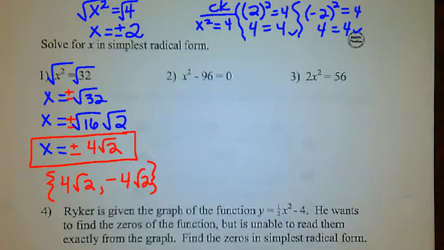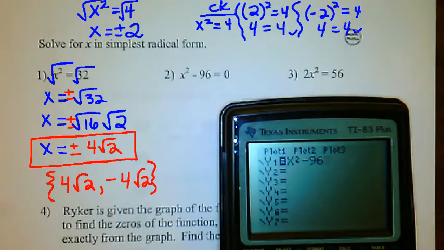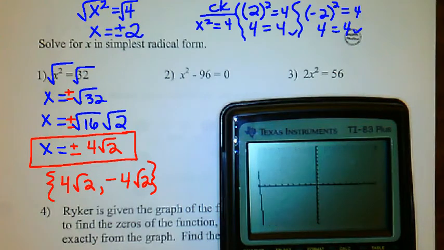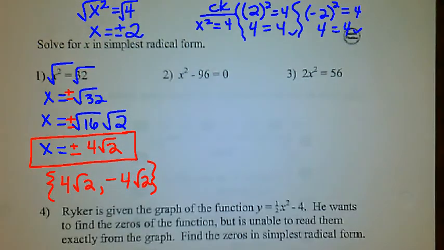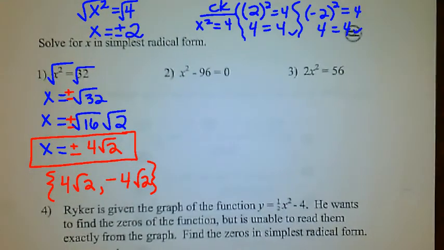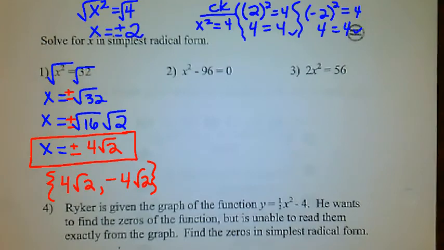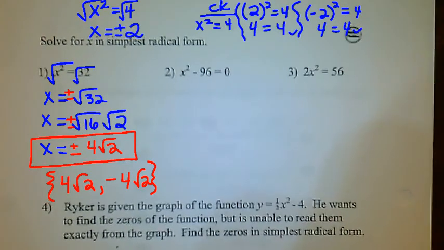Now this one, if you want to put that in your calculator. If you put number 2 in your calculator, you see, and I know my window is too small, but you can see that it passes through here and here. So there has to be two solutions. That's why you're writing plus or minus. So every time you take a square root, you always have to put plus or minus in your solution.